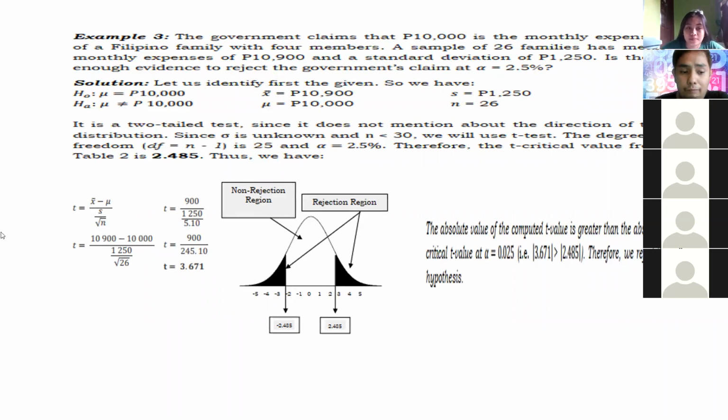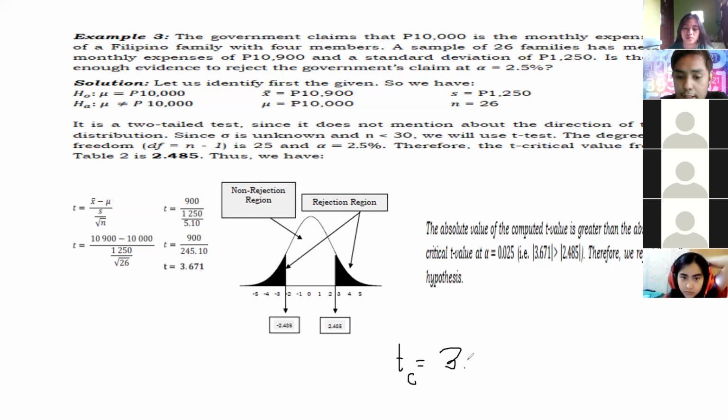So kapag na-compute natin, ang n natin ay 26, ang sample standard deviation lang ang given. So ibig sabihin, the t is 3.671. Ngayon, that will be our computed t value. So sulat lang natin: critical t, computed t is 3.671. Okay? Given 2.5%, so that is 0.025.